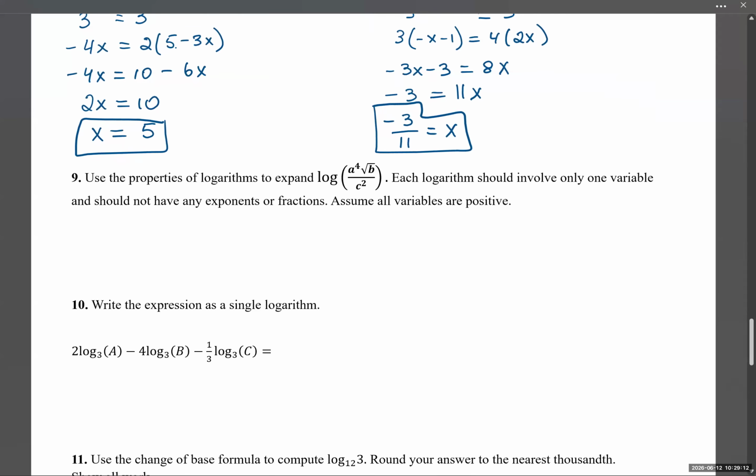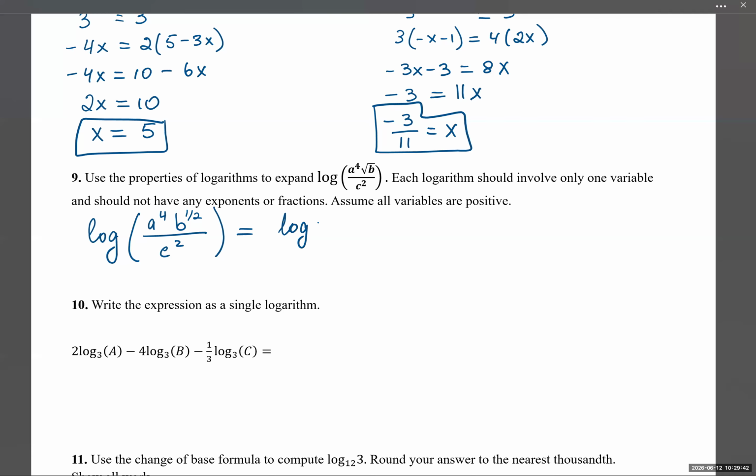Number 9, we're expanding the logarithm. So we'll go ahead and expand this log with 3 different letters inside of it so that each logarithm has only one letter and there's no exponents. So this is log base 10 of a to the fourth. Instead of the square root of b, I'm going to write it as b to the 1/2 power and then c squared.